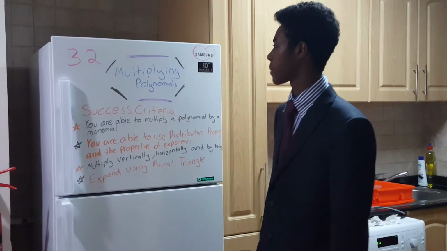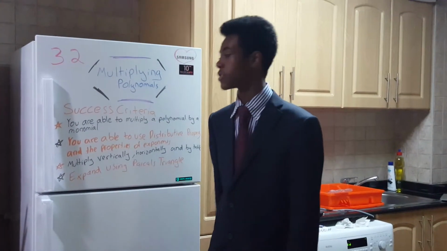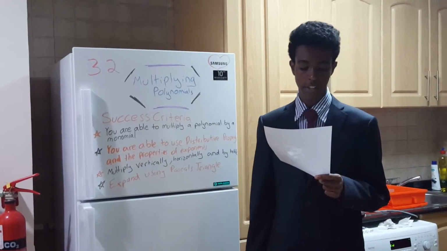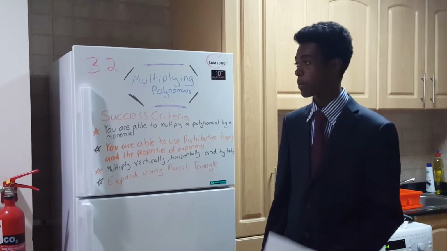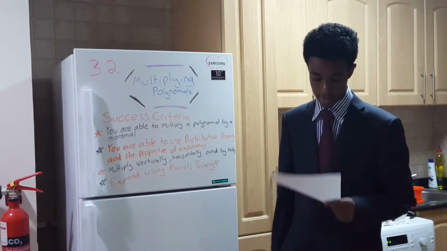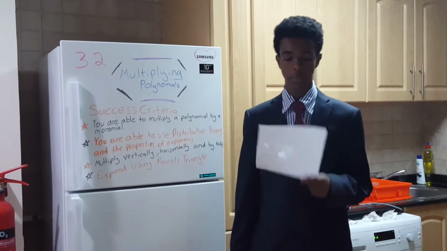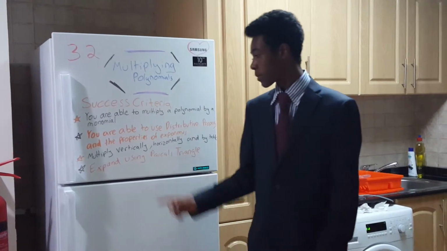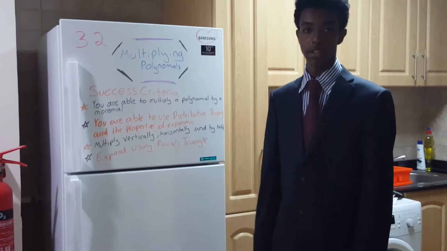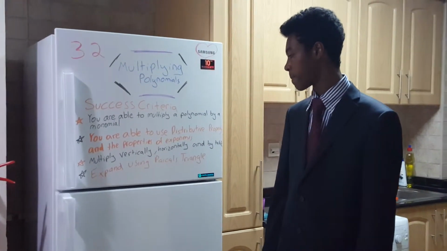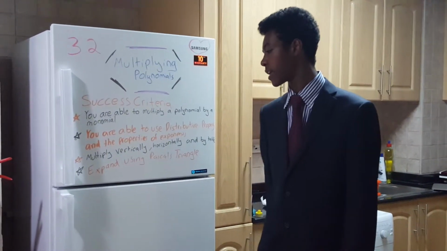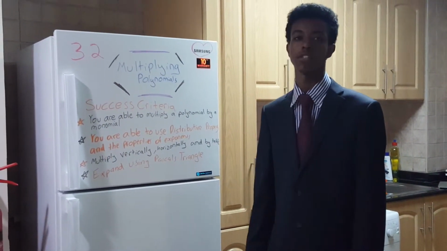Learning how to multiply polynomials. This is chapter 3, lesson 2. Our success criteria is that we are able to multiply a polynomial by a monomial, and we are able to use the distributive property and the properties of exponents. We're also able to multiply vertically, horizontally, and by a table. Finally, at the end of the lesson, we'll be able to expand using Pascal's triangle.